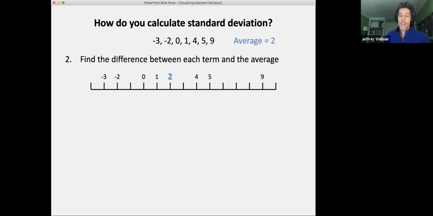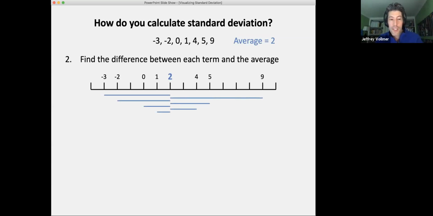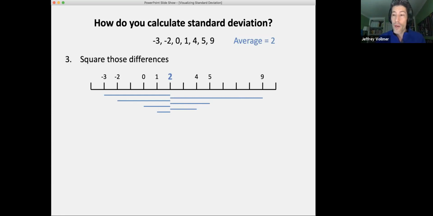So I like to visualize this on the number line. We're probably doing some subtractions, like what's the difference from -3 to 2 and -2 to 2. I'm going to show this on the page here. -3 to 2 is a distance of 5. -2 to 2 is a distance of 4. And we can just see how long these lengths are on the number line. All right, so maybe we have all these differences now. The next thing we're going to do is square them.